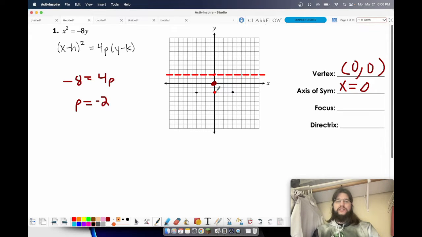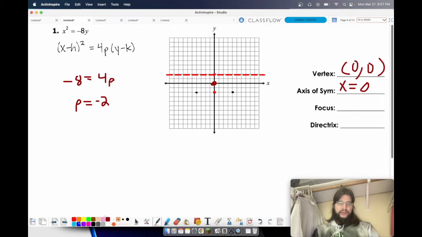From your focus, go left, right, up, or down, depending on if it's vertical or horizontal, 2p units. And that'll always get you some points on there. And you know what? We're going to say that's enough points. We're just going to graph the dang thing.